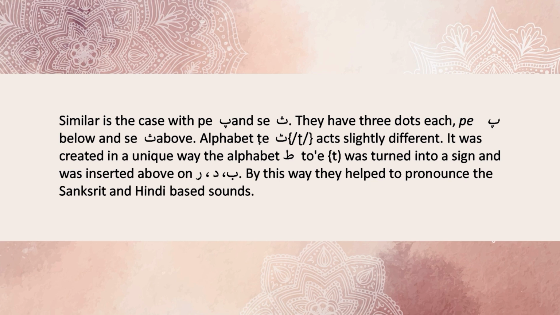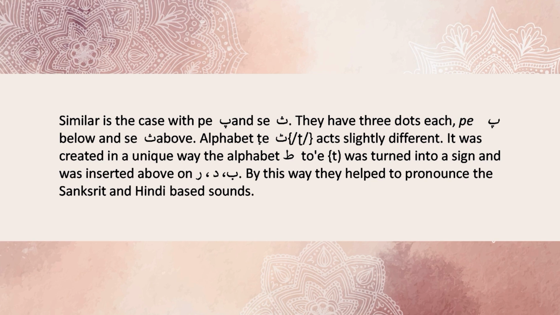Be has 1 dot, noon has 1 dot: be has it below, noon has it above. Te has 2 dots, ye has 2 dots, te above, ye below. Now se and pe. Pe has 3 dots, se has 3 dots, pe below and se above. This is how the dots make alphabets different from each other. This is the only difference here.